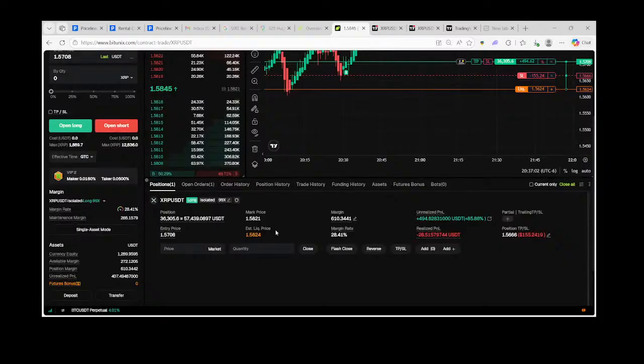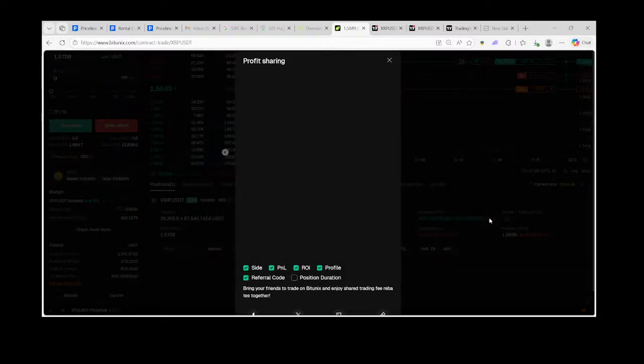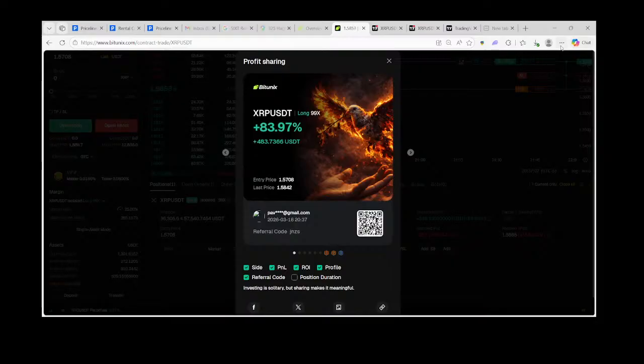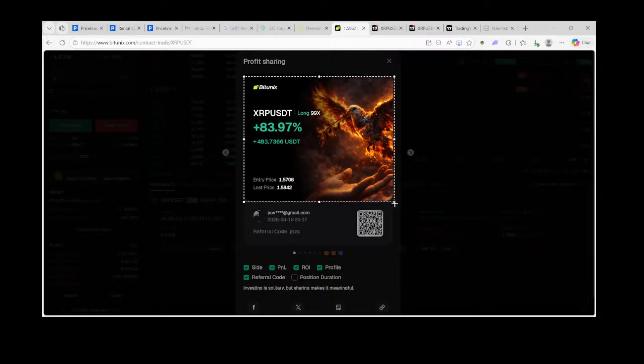So you can see here, I just entered this trade here. So we got an 83% trade, $500 trade real quick. And I literally just entered this as soon as we hopped in this live. I seen the pullback.